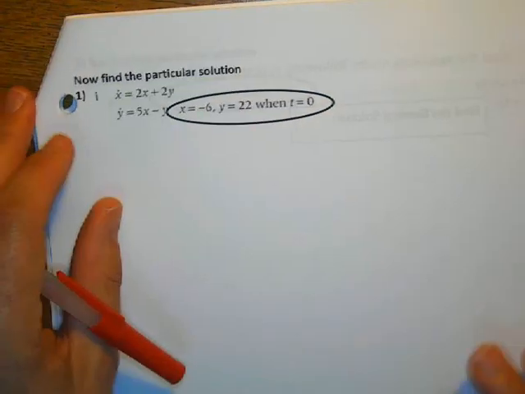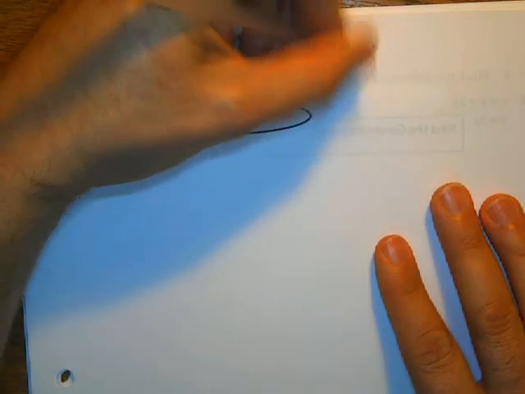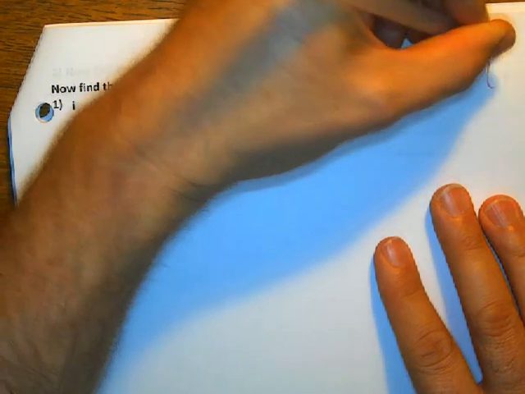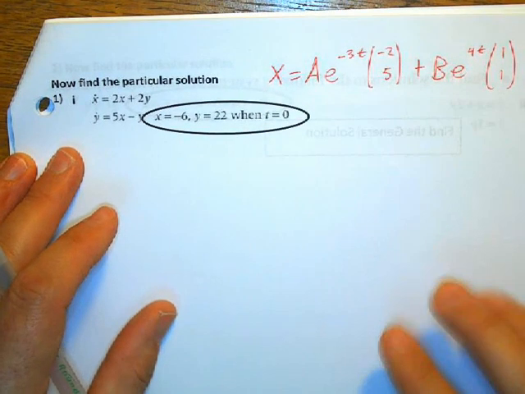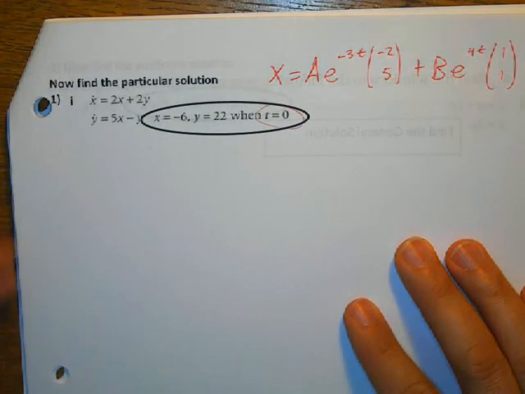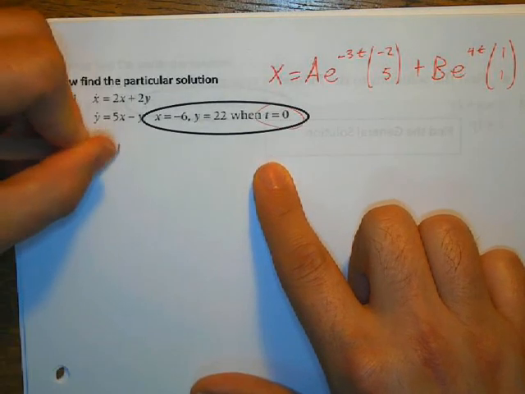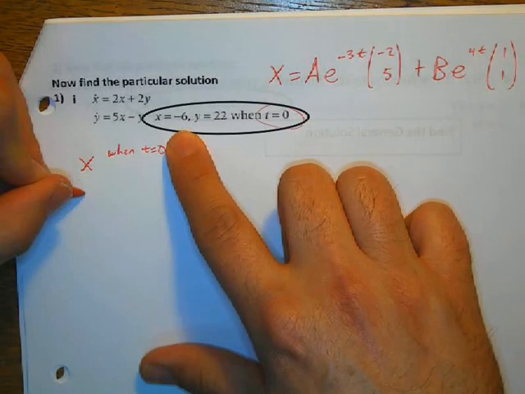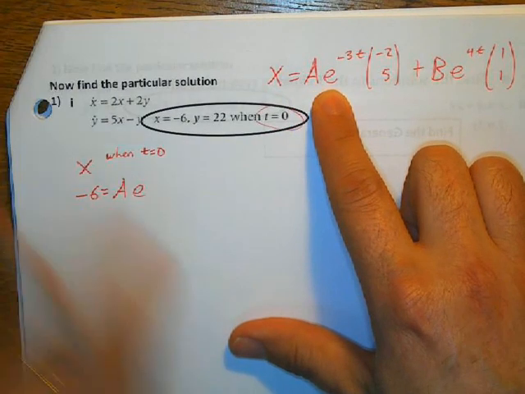Okay, so now we're going to find our particular solution. So we're going to start off with a e to the negative 3t negative 2 5 plus b e to the 4t 1 1. Okay, so I've got my eigenvalues of negative 3 and 4 and my eigenvectors right here. Okay, so when t equals 0, let's just do one row at a time. So let's just do x. So when t equals 0, my x value is negative 6 equals a e to the, okay, now t is 0.